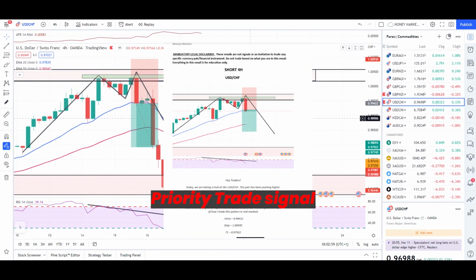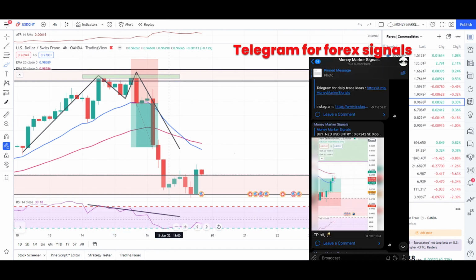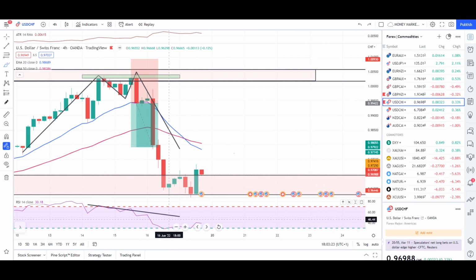So right here, what do we have? We have a nice double top entry right here. As you can see on the screen, I've sent this trade to my priority members when the market was here and got a nice double top entry pattern, and we got a nice bearish divergence, a nice RSI divergence as well. All the entry instructions and everything I look for in the entry patterns, I've sent to my priority members.